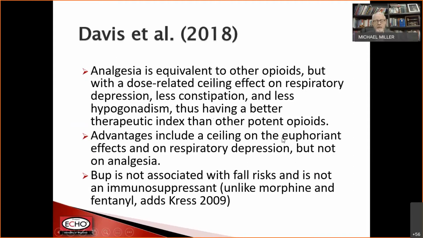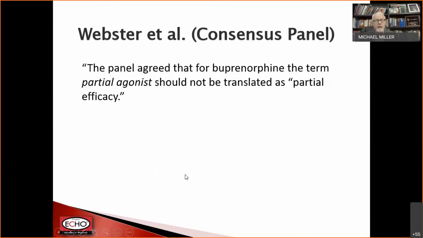There's a ceiling effect on the euphoriant effect and on respiratory depression, but not on analgesia. So again, all of us in addiction treatment look at the ceiling effect, but there is no ceiling effect on analgesia. The more you give, the more pain relief you get. Again, less adverse effects compared to morphine and fentanyl. So we talk about it being a partial agonist at the mu receptor, but it's fully effective as an analgesic. We should not think of it as being only partially effective.